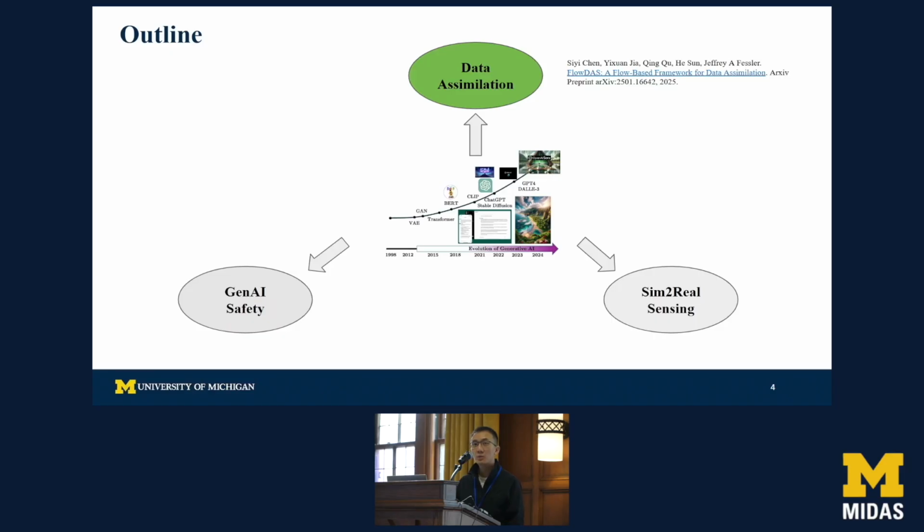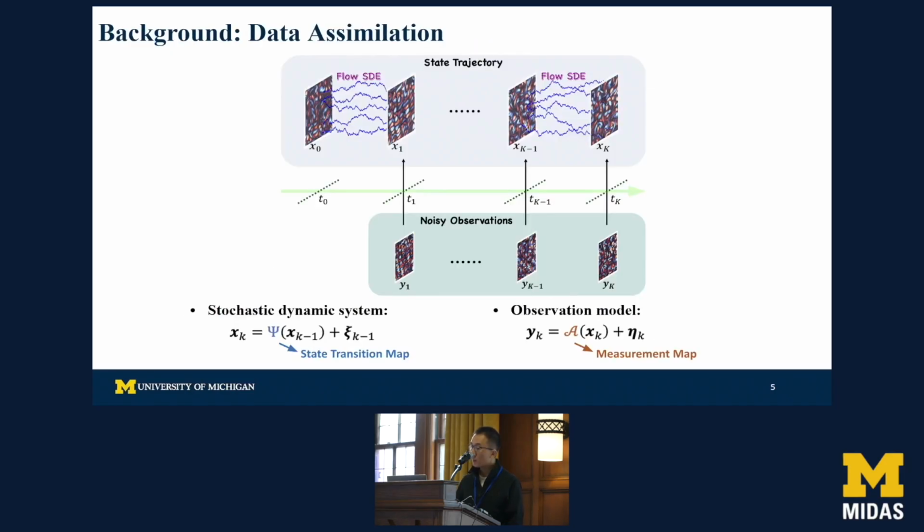First, I want to start with this data assimilation task. The basic problem setup is the following. We are going to predict a stochastic dynamic system. X is something we want to predict. It's governed by a stochastic dynamic system where we have some state transition map which we might not know ahead. And this task is quite difficult.